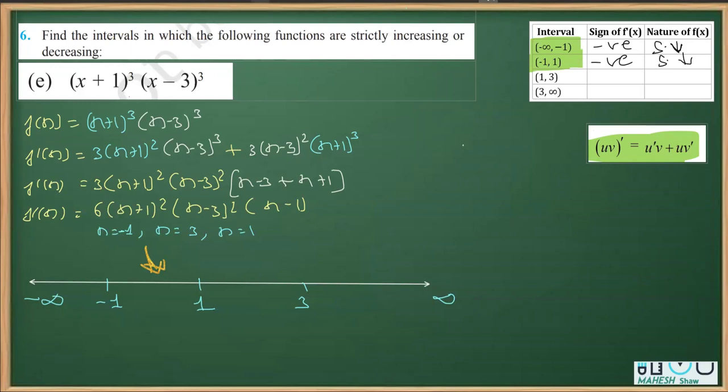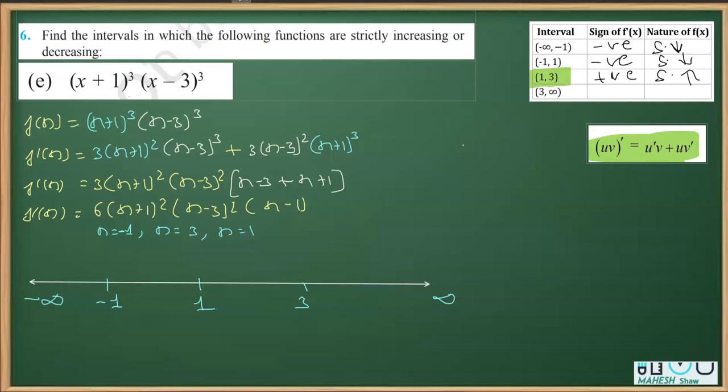Now for the third interval, between 1 to 3, if you place any value between 1 to 3, for example 2, it's positive, positive, and 2 minus 1 is 1, which is positive. So we are getting a positive value here. That means between 1 and 3, we are getting an overall sign of f dash x as positive. So this is strictly increasing.